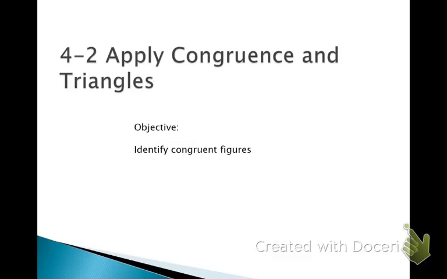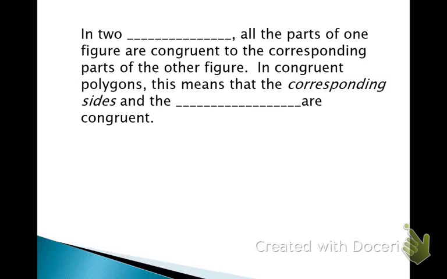4-2: Apply congruence and triangles. Our objective is to identify congruent figures. In two congruent figures, all the parts in one figure are congruent to the corresponding parts of the other figure. In congruent polygons, this means all the corresponding sides and corresponding angles are congruent. For a triangle, that's 6 parts. All 3 corresponding sides have to be congruent, and all 3 corresponding angles have to be congruent. Now, this corresponding part is important.